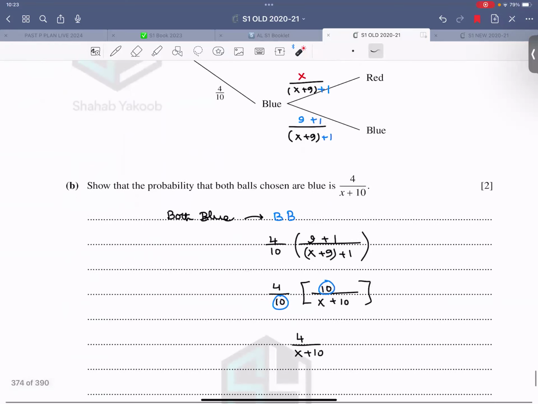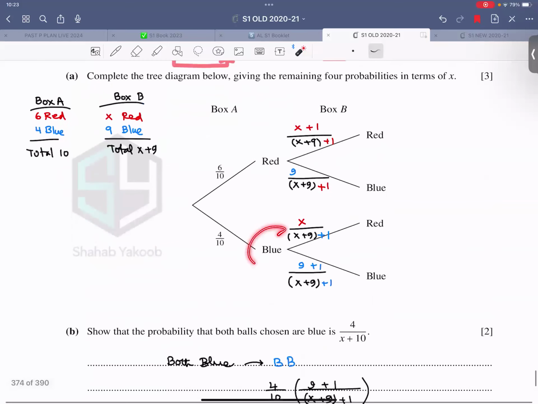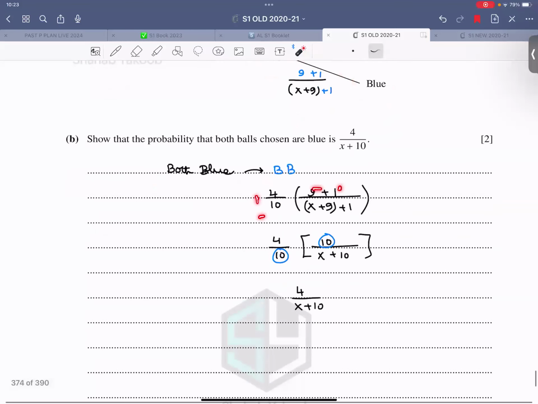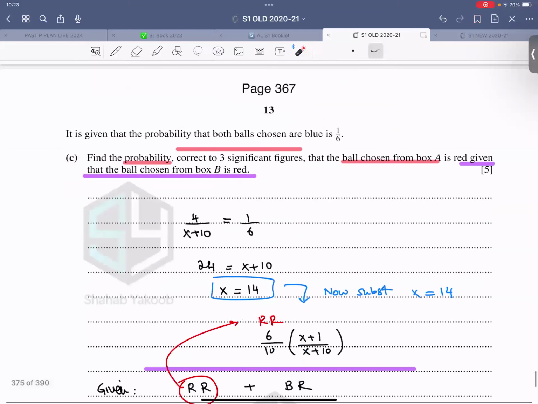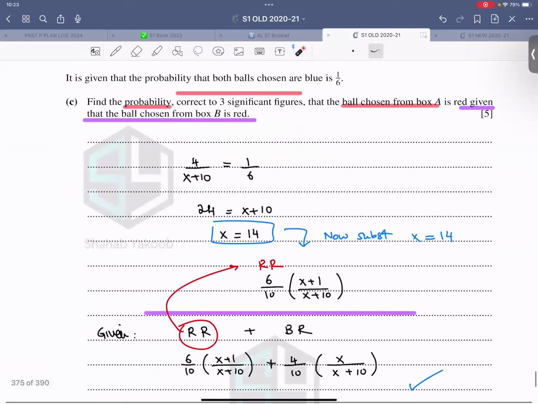As simple as this. Show that the probability that both balls chosen are blue is this much. So both blue, that is 4 over 10 into 10 over X plus 10. 4 over 10, 10 over X plus 10, simplify, you get this answer. It is given that the probability that both balls chosen are blue is 1 over 6. So this answer equated to 1 over 6. We find the value of X.